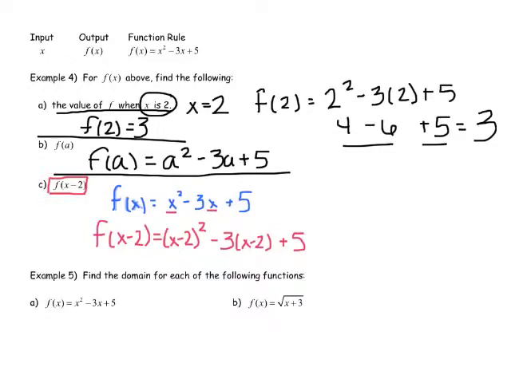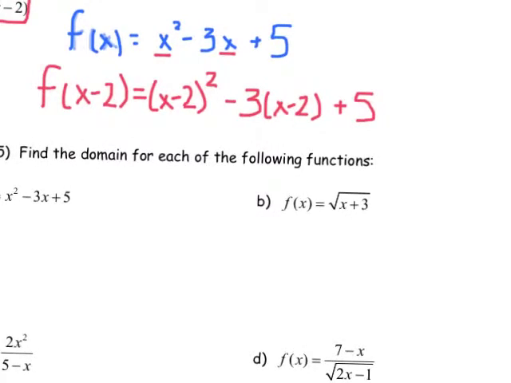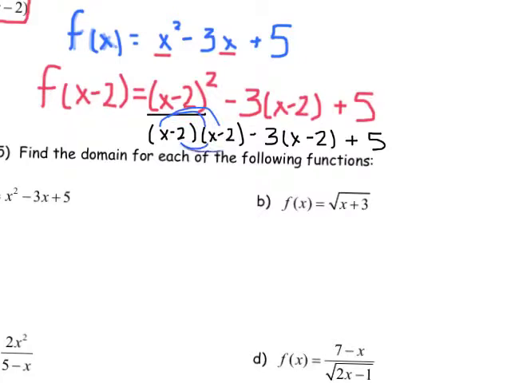So this tells us we have to take x minus 2 and square it. So that's x minus 2 times x minus 2. And then I'll just rewrite the rest of this. Minus 3 times x minus 2 in parentheses plus 5. All right, so FOIL or whatever you call that. X squared minus 2x plus 4, distribute minus 3x plus 6, make sure you distribute correctly, and then plus 5.